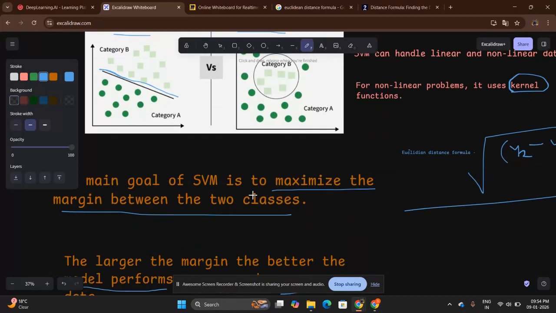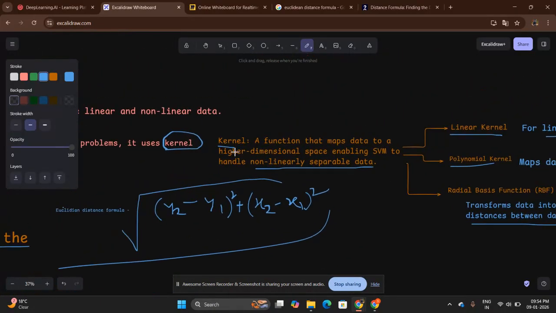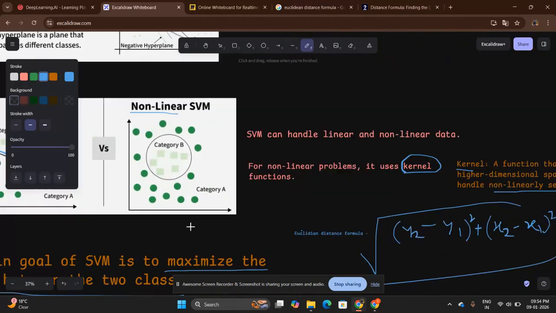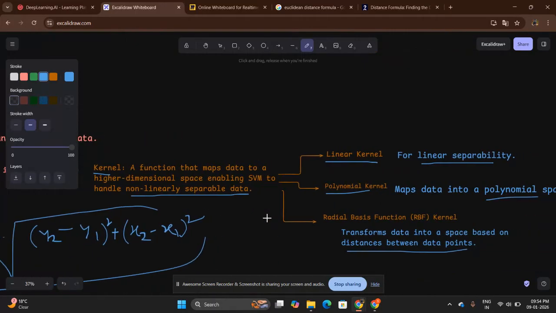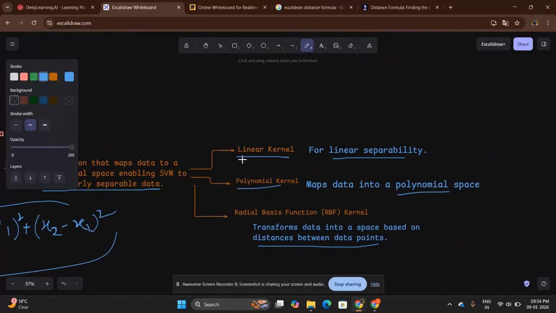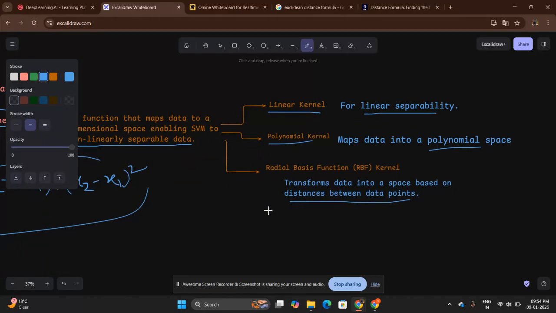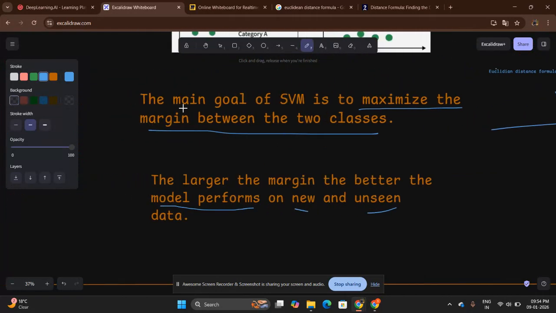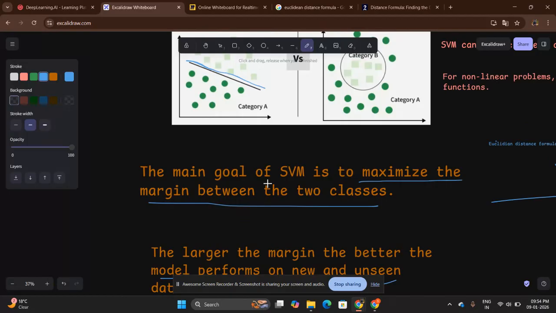So just keep these things in your mind. Kernel function is used for non-linearly separable data, and for linear data, it directly classifies the data points by drawing the decision plane. Just remember the names: linear kernel, polynomial kernel, and radial basis function kernel. And remember the main goal, that is to maximize the margin between two different classes. I hope you got a better idea about support vector machines.